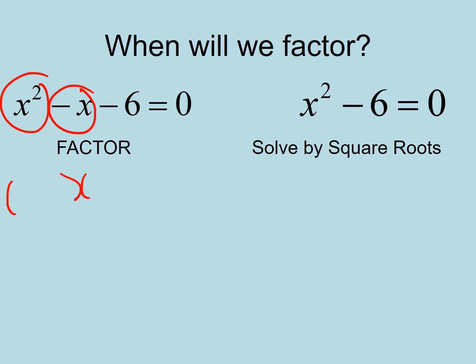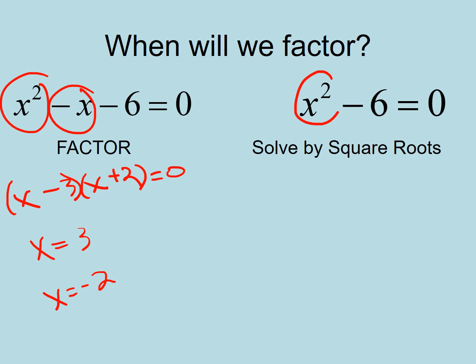You'd have to set up your two sets of parentheses, equals 0, x here, x here, factors of 6 that get back to a negative 1x: minus 3 and plus 2. So then you would have an answer of x is equal to 3 and x is equal to negative 2. That's the speed version of how we would factor.